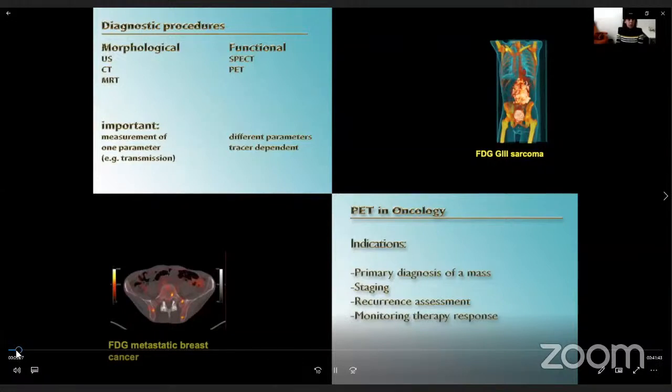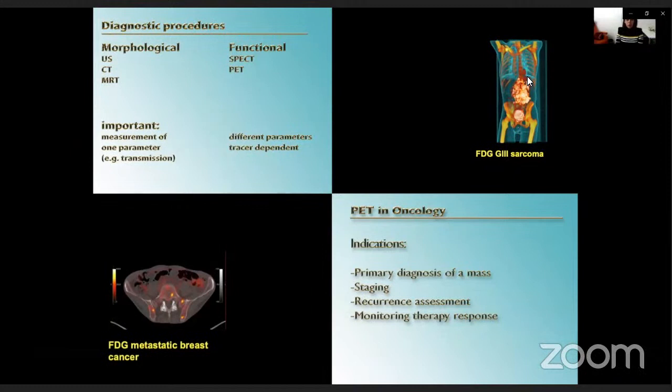Morphological methods are ultrasound, CT, and MRI, and functional methods are primarily SPECT, PET, some MRI sequences, and there are also some newer methods like optical imaging and photoacoustic imaging, but these methods are primarily used in preclinical imaging and not so much for patient studies.